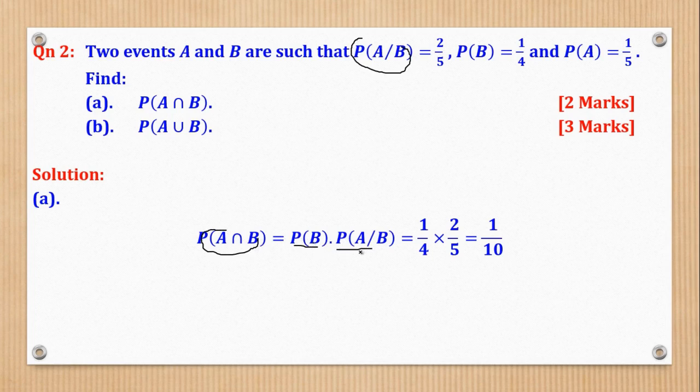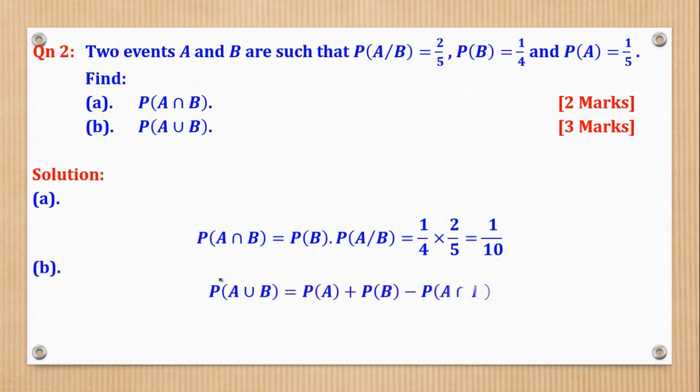So what to put here depends on what is after the slash. After the slash, there is B, meaning here should be probability of B. If you put probability of A here, it will not be okay. So what you should remember is that what to put here must be similar to what is after the slash. So probability of B is a quarter. Probability of A given B is 2 over 5, which gives you 1 over 10. That is A intersection B.